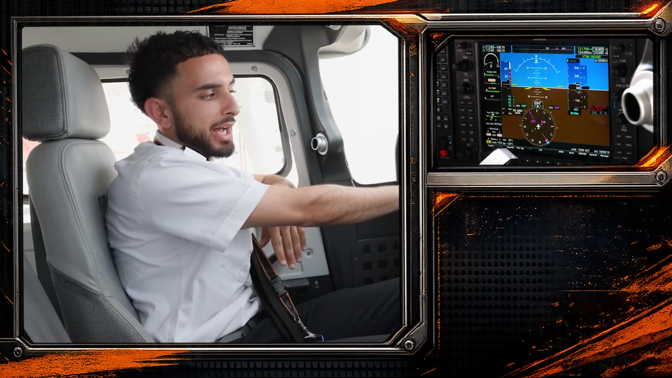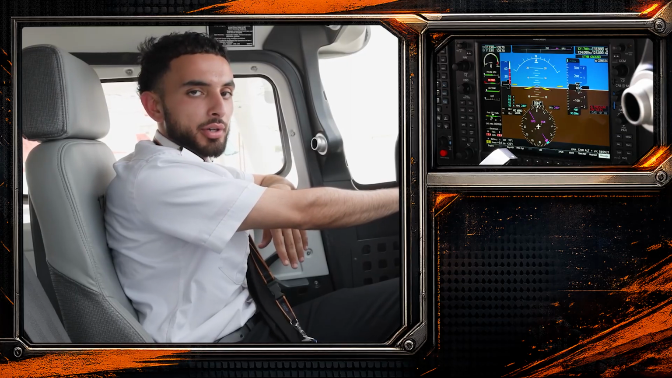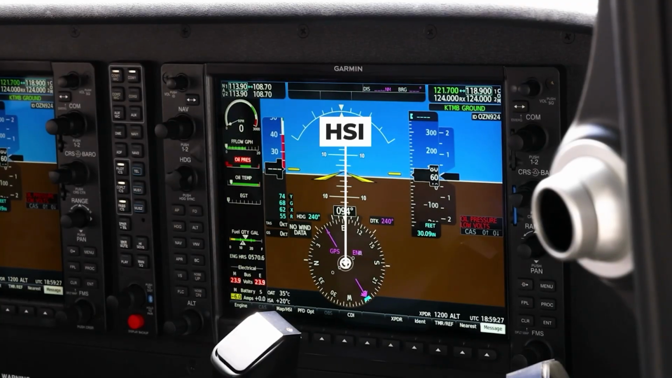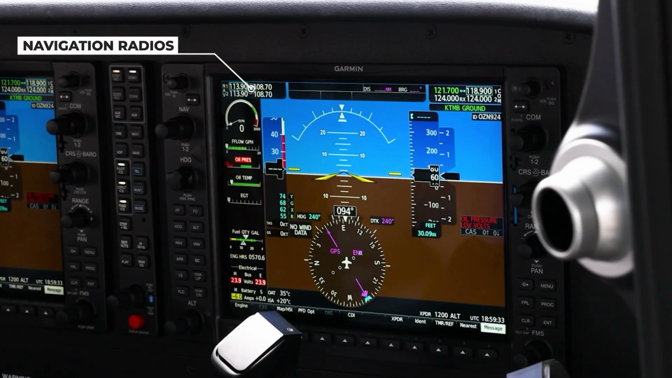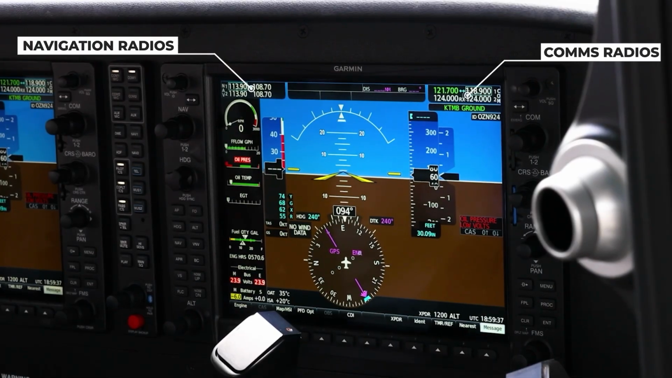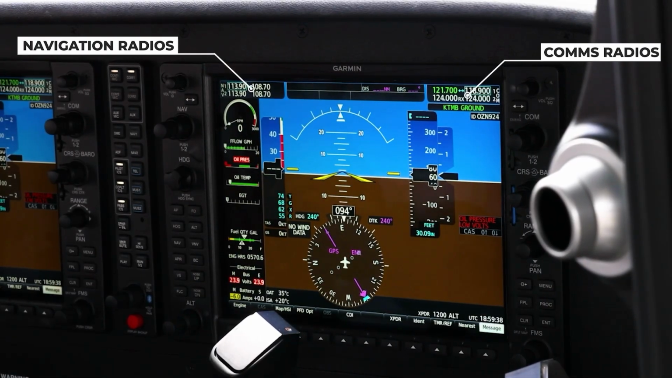Right here, we no longer have the traditional heading indicator like we do on the analog system. We have what's called an HSI. On the top left corner of the screen here, we have the navigation radios. On the right side, we have the communication radios. We have COM1, COM2, NAV1, NAV2.